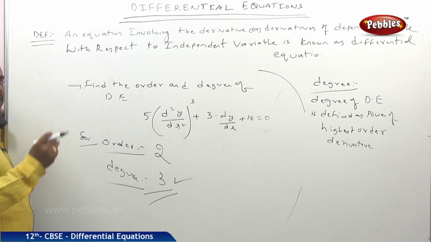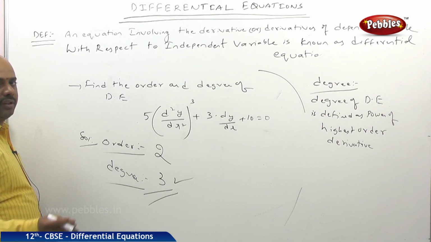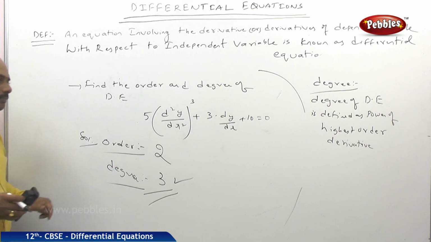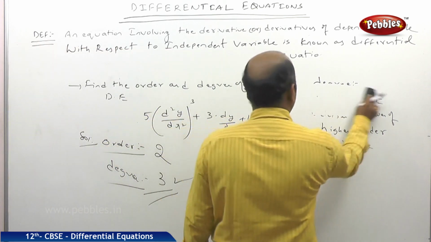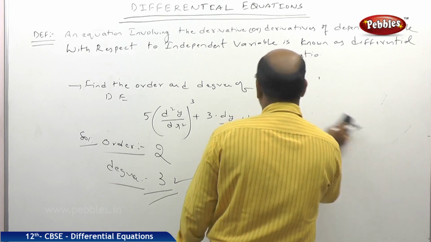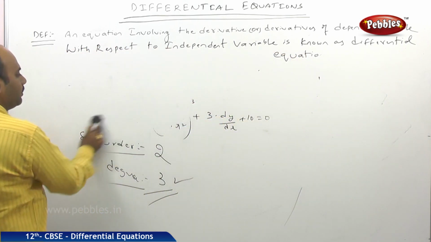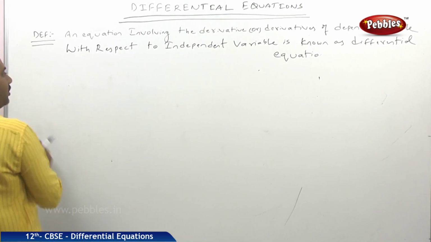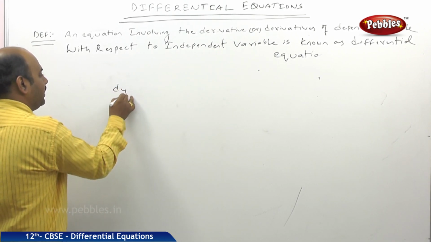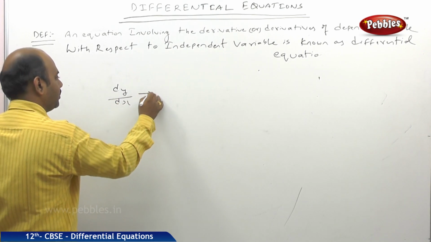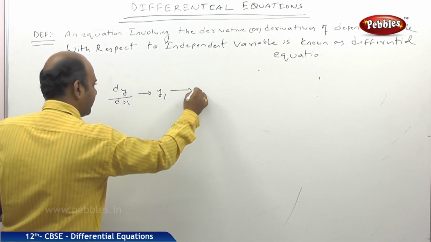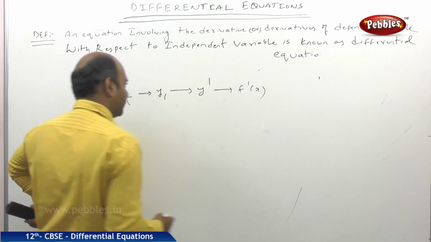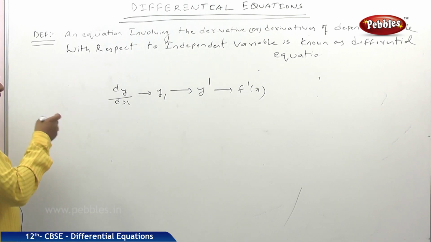What do you mean by order? What do you mean by degree of a differential equation? Before starting the topic, you need to remember some notations which we used in the chapter on differentiation, methods of differentiation. dy by dx is also denoted as y1. Sometimes it is denoted as y dash. Sometimes it is denoted as f dash x. We should remember all these things.